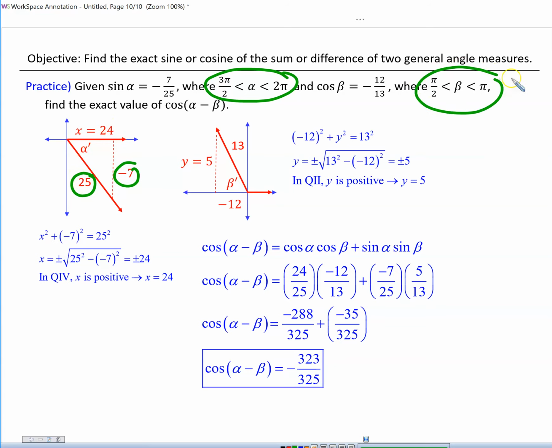Beta is in quadrant 2. And in quadrant 2, we would have adjacent and hypotenuse, and this is a 5, 12, 13 triangle. Then we're doing cosine of alpha minus beta, so that would be our identity. Plugging in our values, doing the multiplication, doing the addition, ends up with negative 323 over 325.